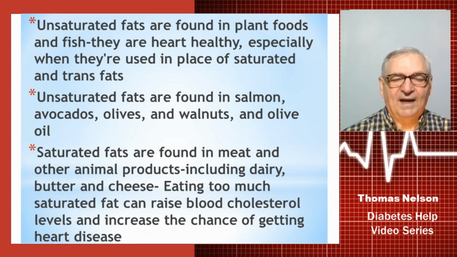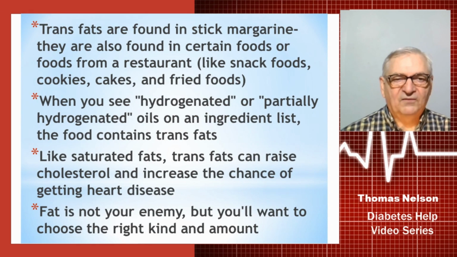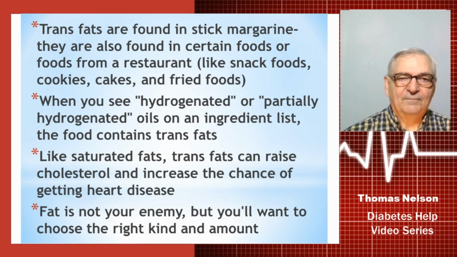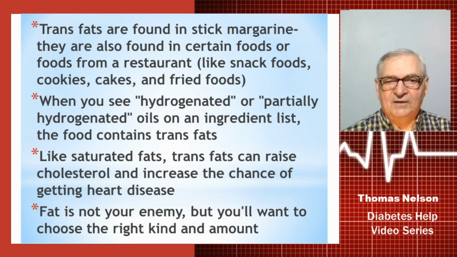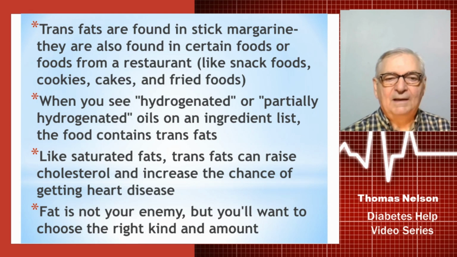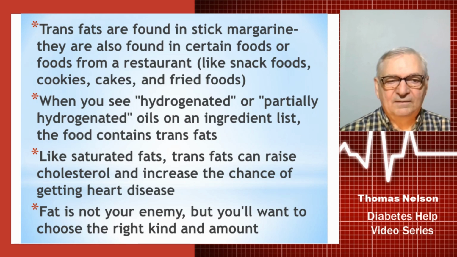Eating too much saturated fat can and it will raise your blood cholesterol levels, and it will increase your chance of getting heart disease. So trans fats are found in stick margarine. They're also found in certain foods from restaurants, like snack foods, cookies, cakes, and deep fried foods especially. So when you see hydrogenated or partially hydrogenated oils on the list of ingredients, that food does contain trans fats. Like saturated fats, trans fats can raise your cholesterol, and they can also increase your chance of getting heart disease. Fat is not your enemy.